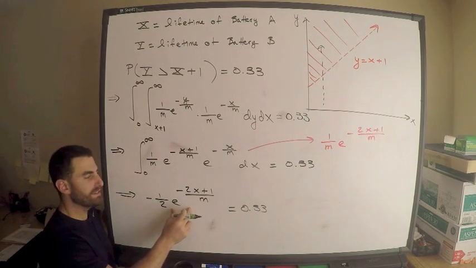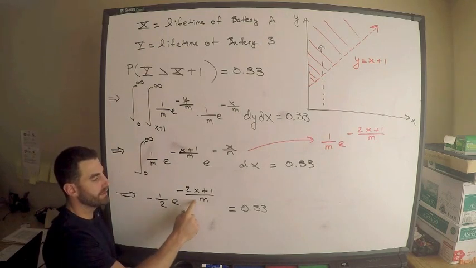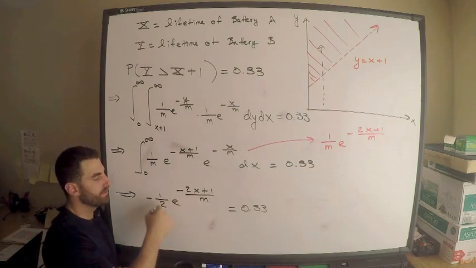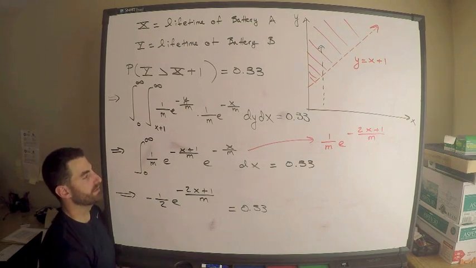Just a quick double check when you're doing this sort of thing. Differentiate this, make sure you get the integrand back. So with respect to x, I take the derivative, it's e to that power, times the derivative of that power. The derivative of the power is negative 2 over m. The 2's will cancel, and I get 1 over m, which is right here. So this looks good.